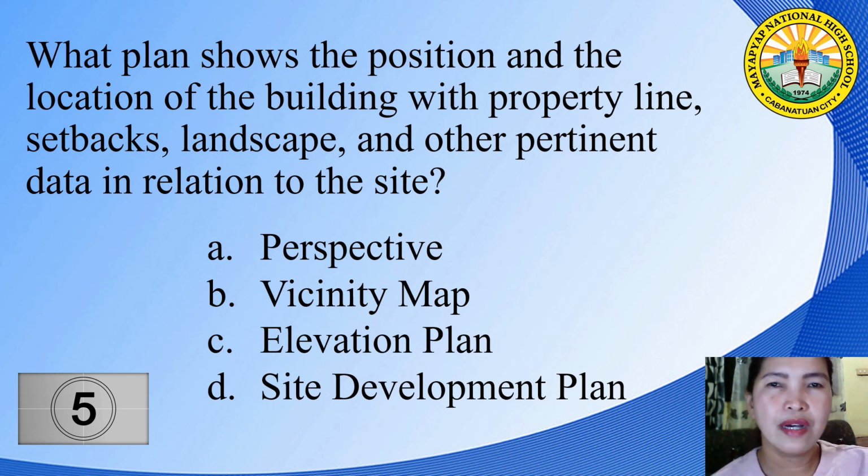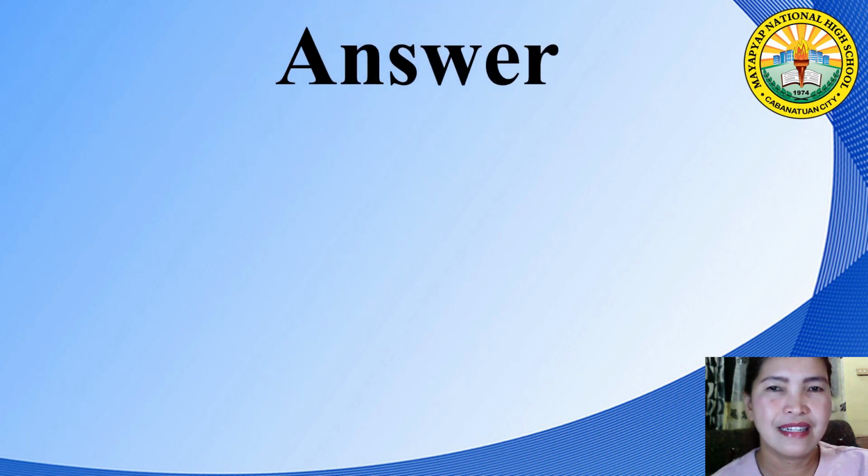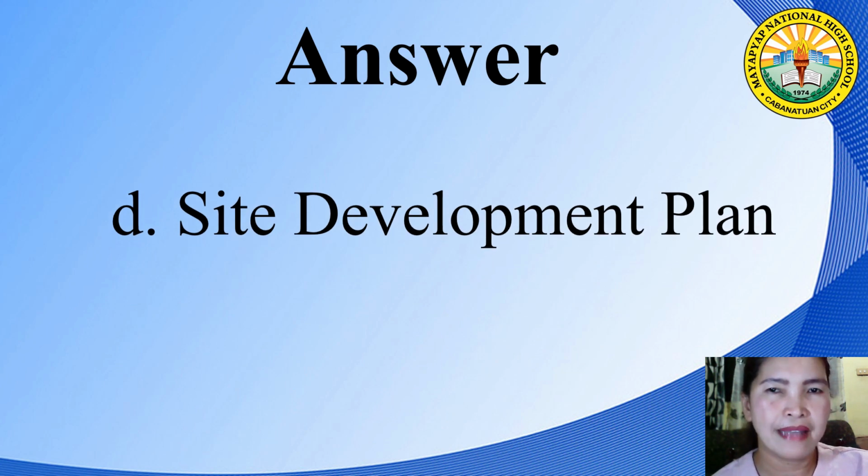The second is, what plan shows the position and the location of the building with property line, setback, landscape, and other pertinent data in relation to the site? A. Perspective. B. Vicinity map. C. Elevation plan. Or D. Site development plan. Timer starts now. What do you think is the answer? And the answer is Site Development Plan.